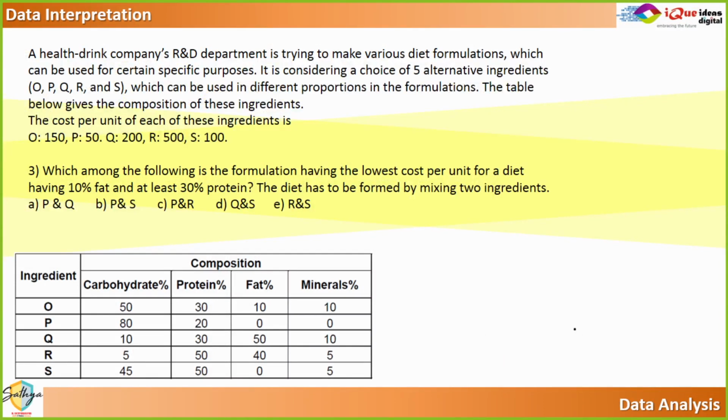Next one. Now, which among the following formulations having the lowest cost per unit for a diet, having 10% fat and at least 30% protein, which has the lowest cost and has at least 10% fat and 30% protein? The diet is formed using 2 ingredients. Right? This is similar to the previous question.